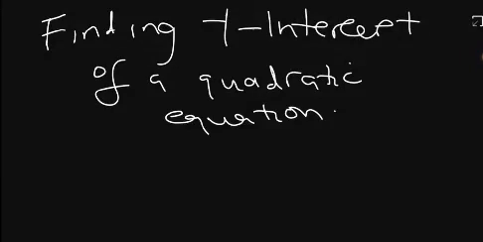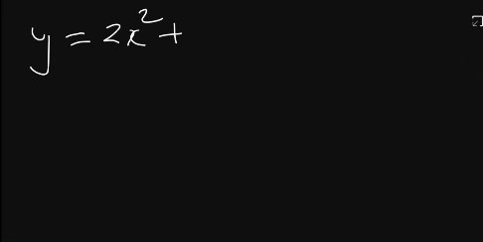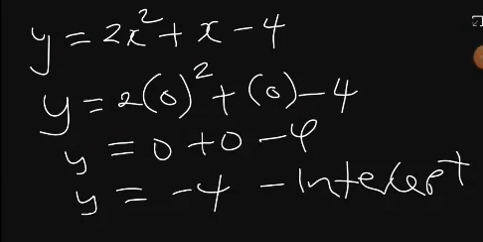So next we'll look at how you can find the y-intercept of a quadratic equation. So for example, let me write this equation. If we have this equation, y is equal to 2x squared plus x minus 4, our y-intercept in this case will be the value of y when x is equal to 0. Then you would have explained what intercept means.